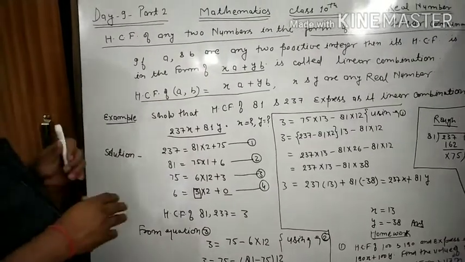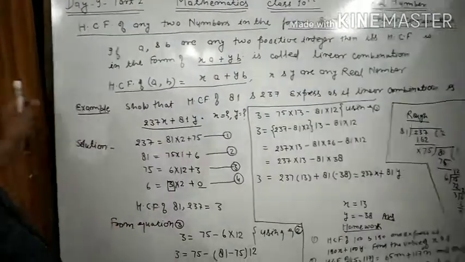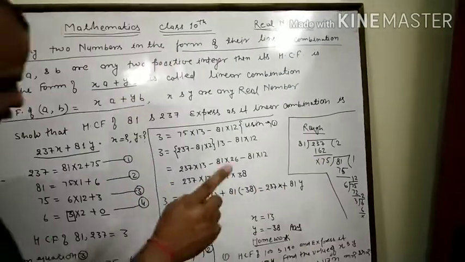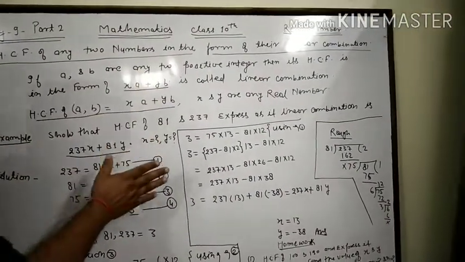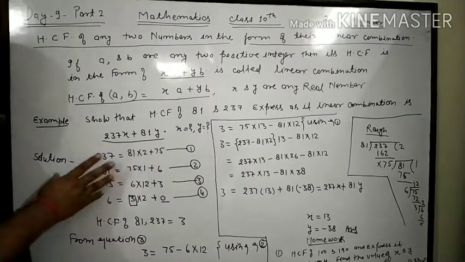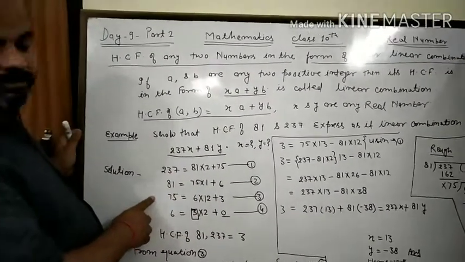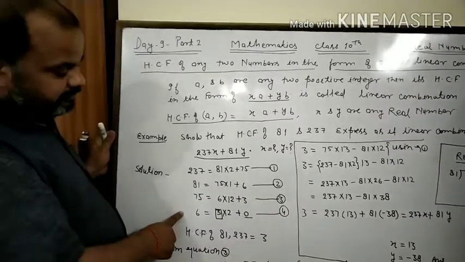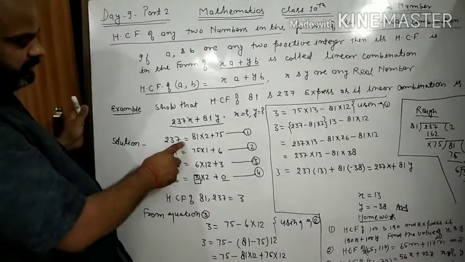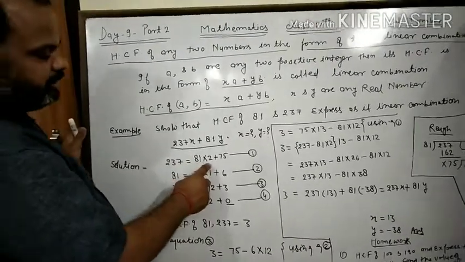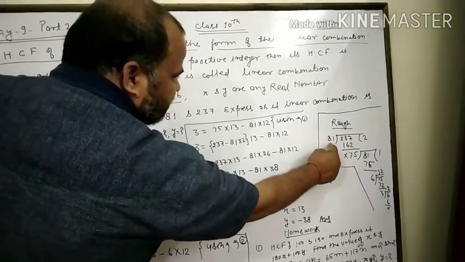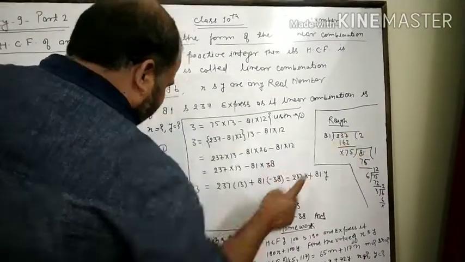First of all, on the rough, you can find the HCF by the division process, with the help of Euclid's division algorithm. You know that with the help of Euclid's division algorithm you can find the HCF. Then 237 is equal to 81 into 2 plus 75. See, 237 divided by 81 goes two times, then 75 is the remainder.